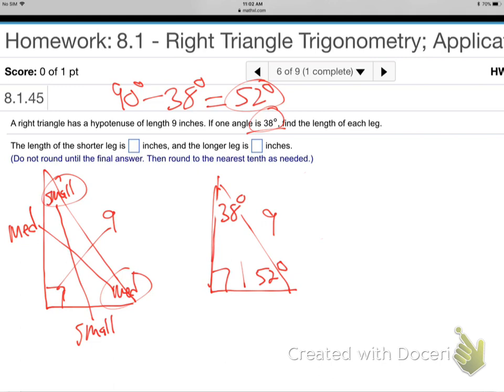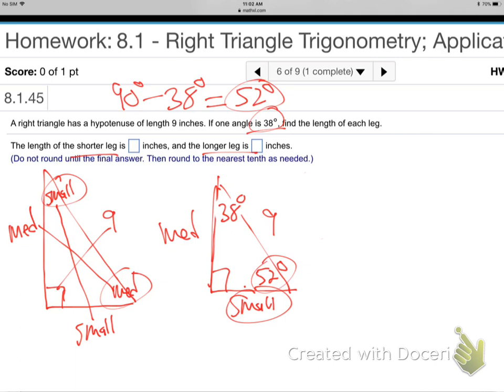All right, so there's the setup. With that in mind, this is the small side, and this is the medium side, which is the same thing as the longer leg. It's the longer of the two legs. Okay, so here we go. We want to find the small side first off, the shorter leg. So I want to set up a trig relationship that uses the small side. And I'll just use the 52. You could use the 38. It doesn't matter at all. I'll just use 52.